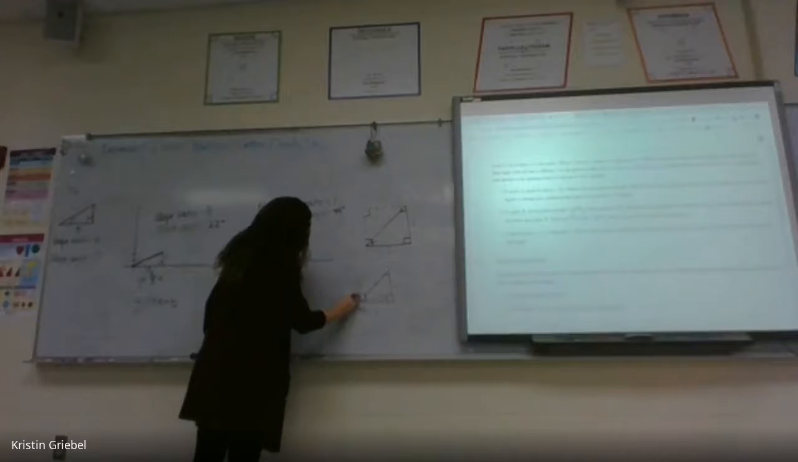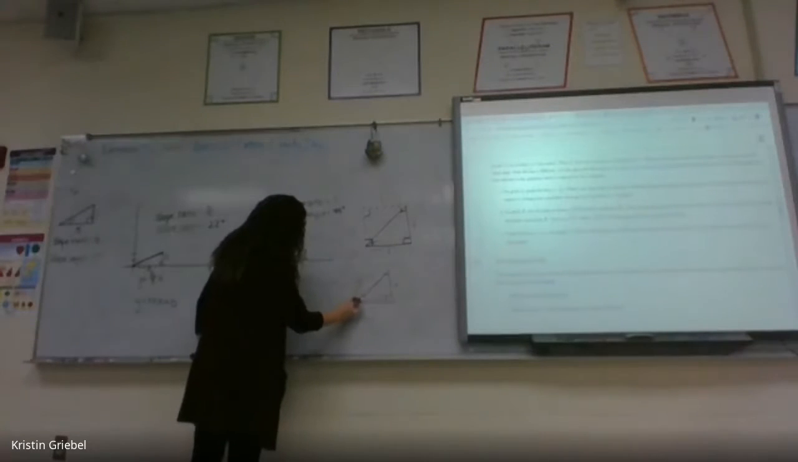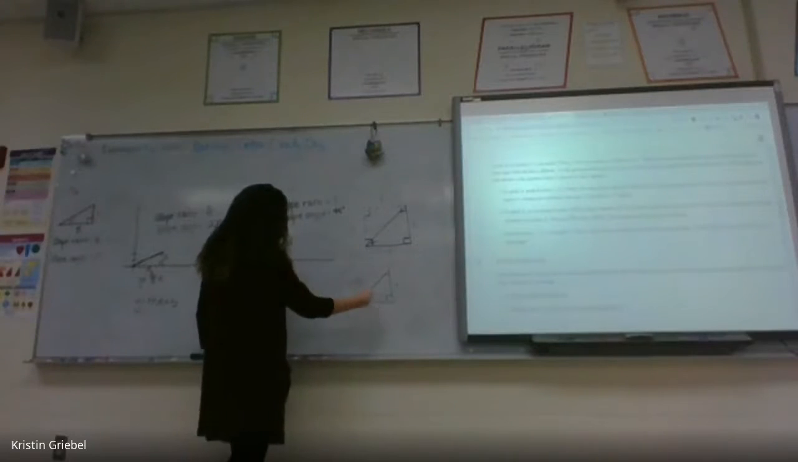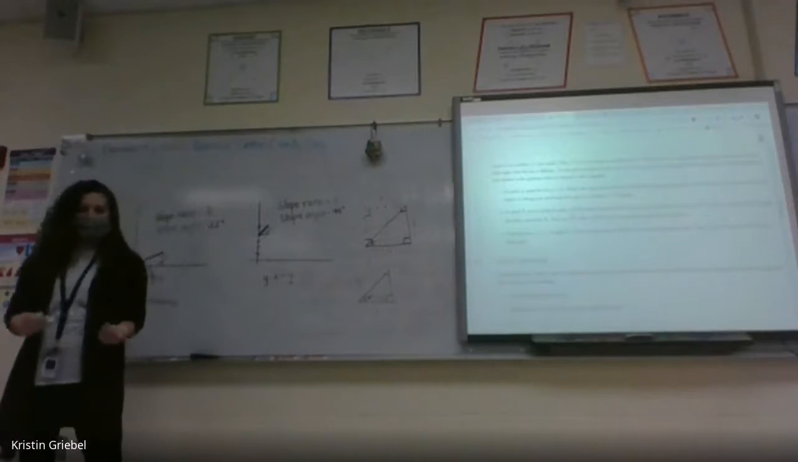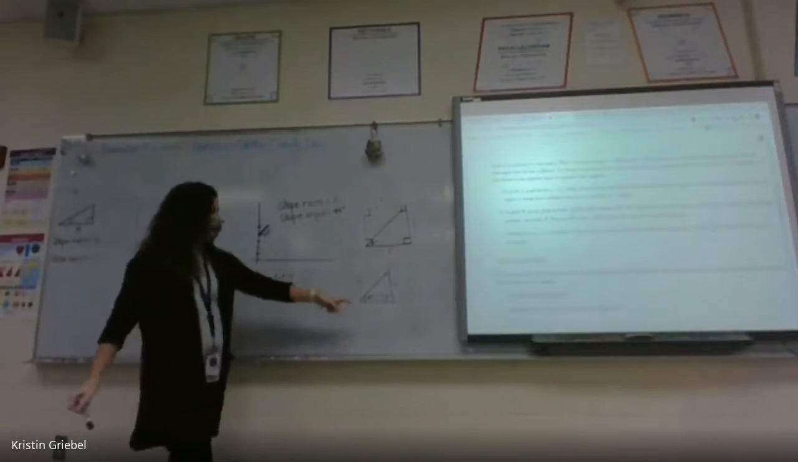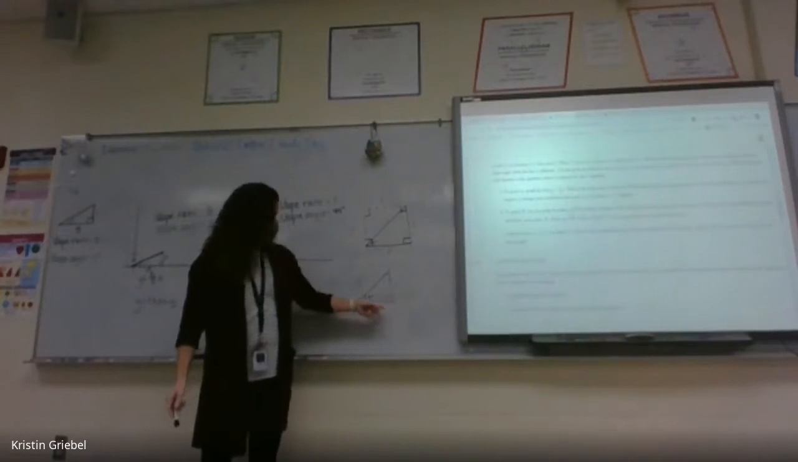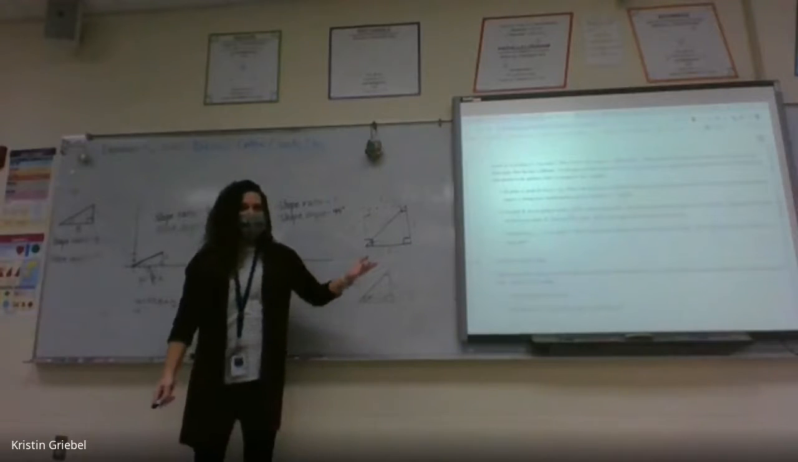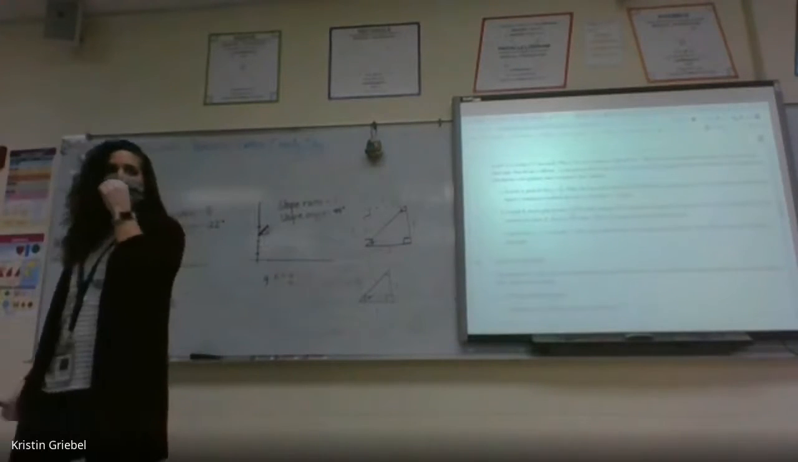If we erase this part, we have our right triangle that we already had, which makes that degree 45. Which makes sense because this is an isosceles right triangle. So if these two sides are equal and 90 degrees is already used up, we just divide it by 2 to get that 45.